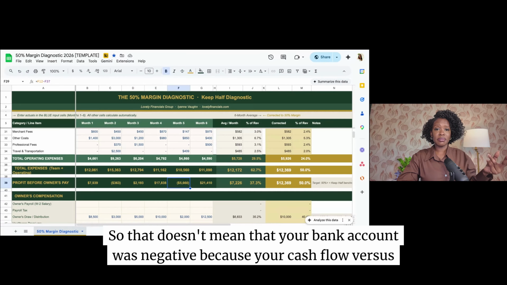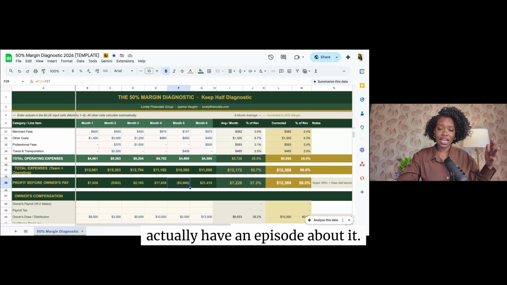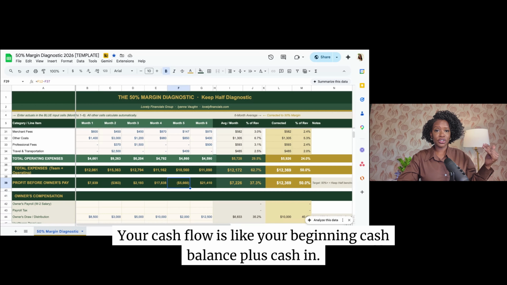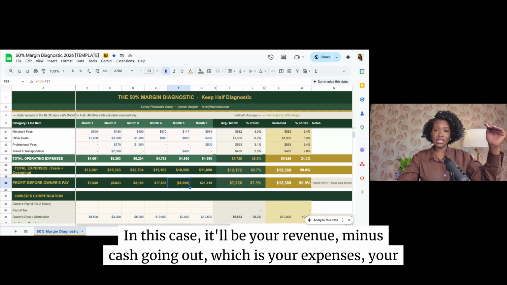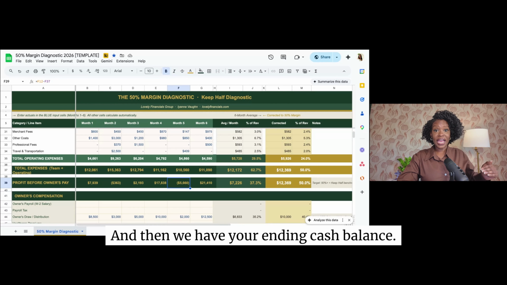So that doesn't mean that your bank account is negative, because your cash flow versus your profit are two different things. I actually have an episode about it. So, very shorthand version of it: your cash flow is like your beginning cash balance plus cash in, in this case your revenue, minus cash going out, which is your expenses, your owner's pay, and any debt that you have, any taxes that you pay, right? And then we have your ending cash balance.